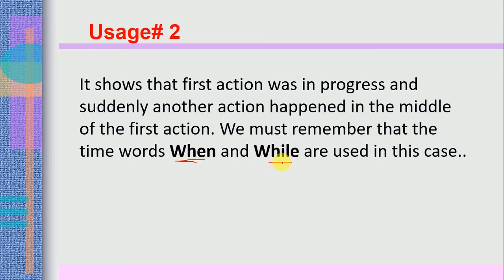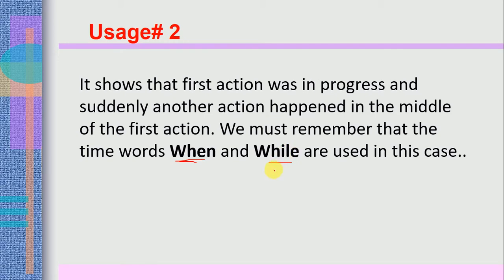Or while means the time when something happened. While means during the time that something is happening, right? During means that during the time that something happened. When means during the time that something happens, it happened, happens or happened. This was happening, right? Okay, so it is used.